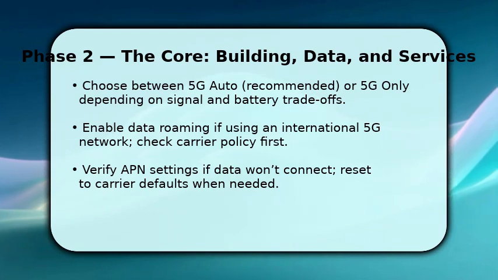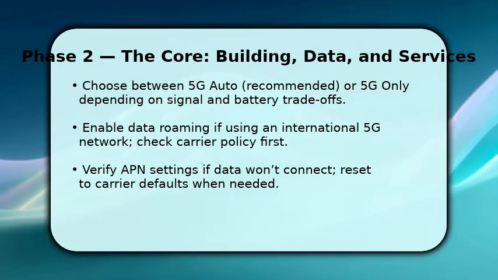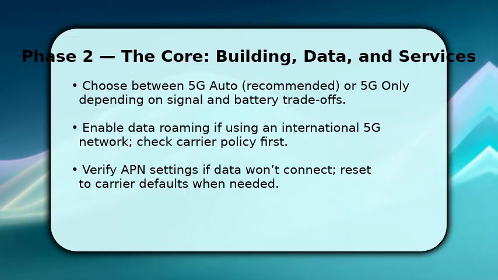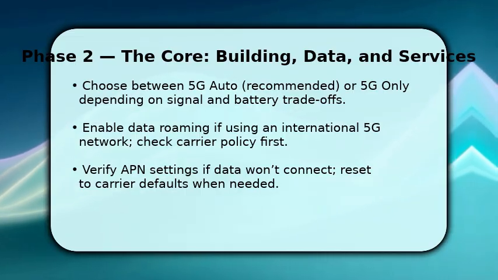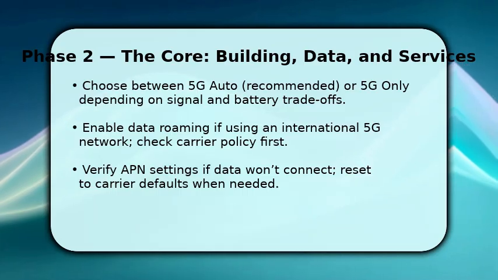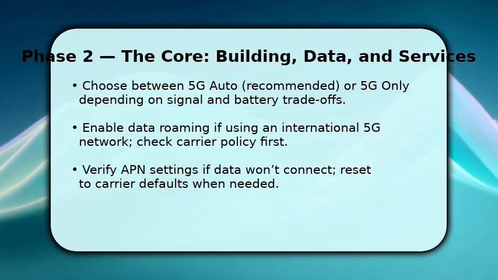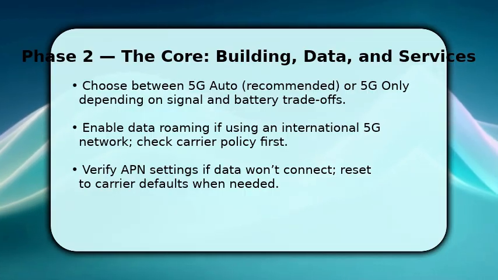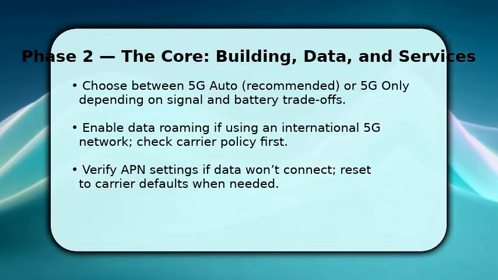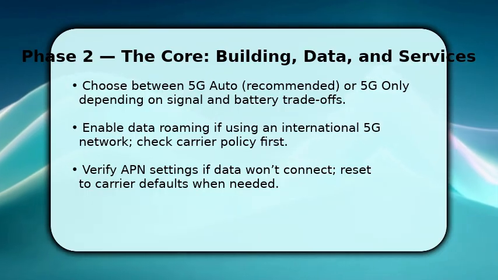Usually 5G Auto balances speed and battery life by falling back to 4G when necessary. 5G only forces the device onto 5G but may drain battery or lose service in weak areas. If you roam internationally, enable data roaming after confirming your carrier allows 5G abroad.